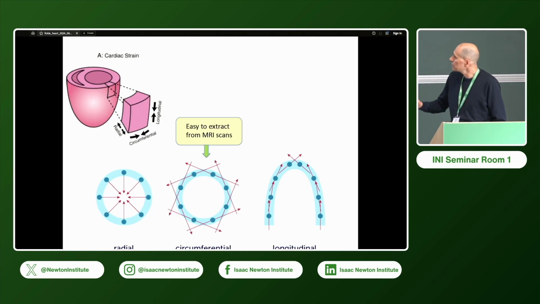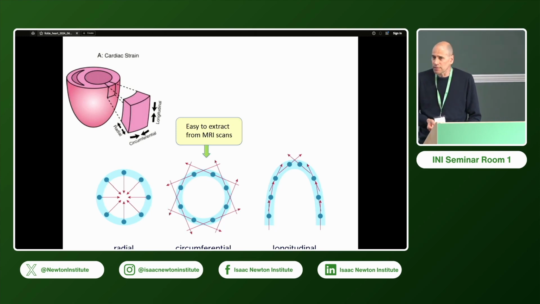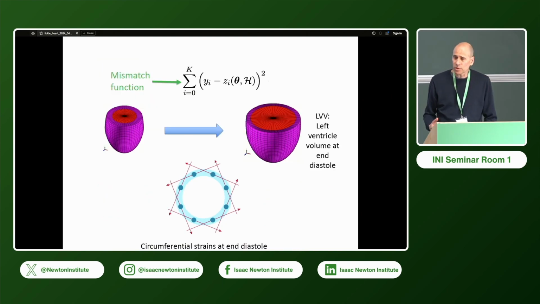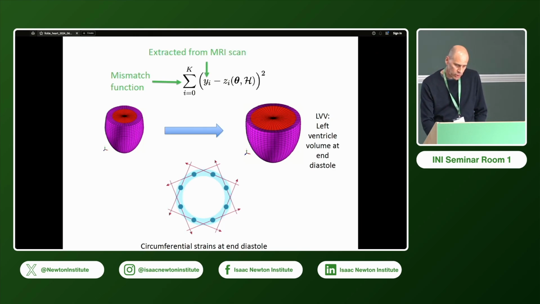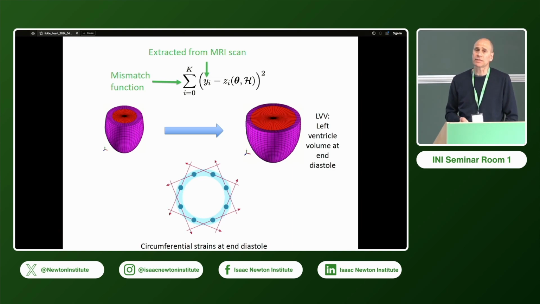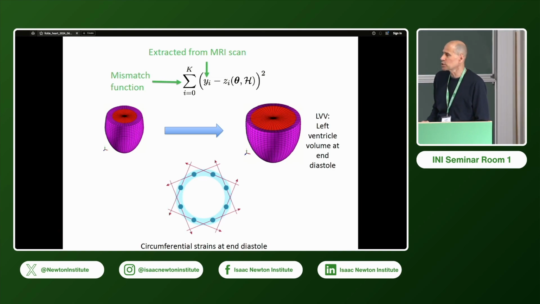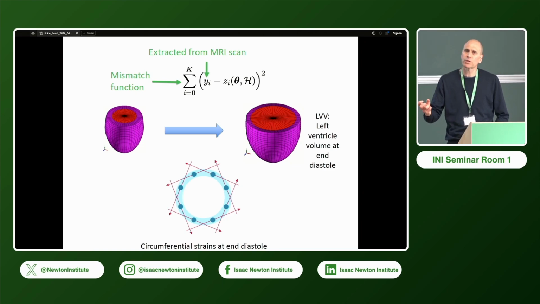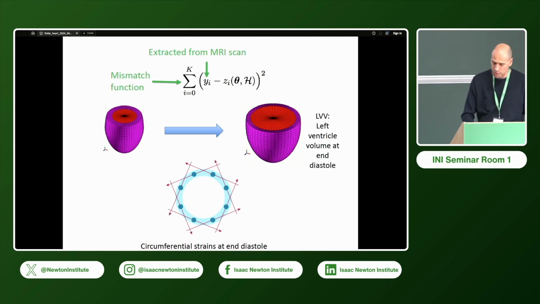And you can do that in different directions, and we focus on the circumferential strains, because they are particularly easy to extract automatically from the magnetic resonance image scans. And we also have the volume of the left ventricle at late diastole. So what we have now to match is the patterns from the magnetic resonance images. That's a 25-dimensional vector: the volume of the left ventricle at late diastole, and 24 circumferential strains.